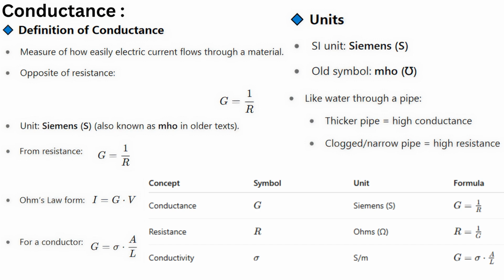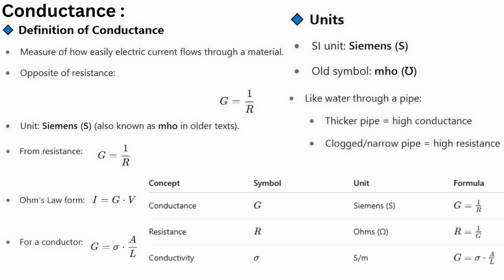To make this even more concrete, the image gives us a fantastic analogy on the right-hand side, comparing electricity to water through a pipe. First, it says a thicker pipe equals high conductance. This makes perfect sense. A big, wide pipe has plenty of space for water to rush through without any trouble. In the electrical world, a thick copper wire has a large area for electrons to move, so it has high conductance.